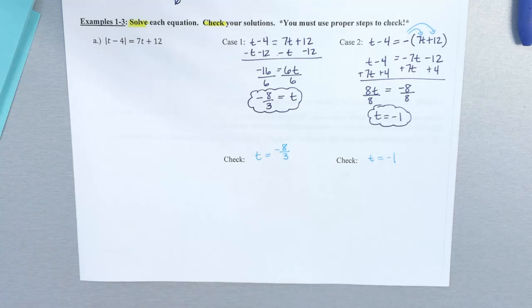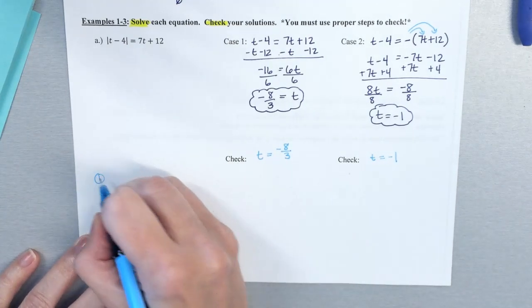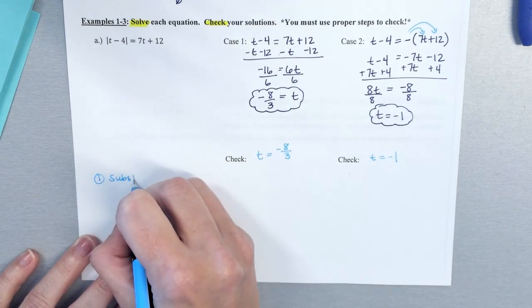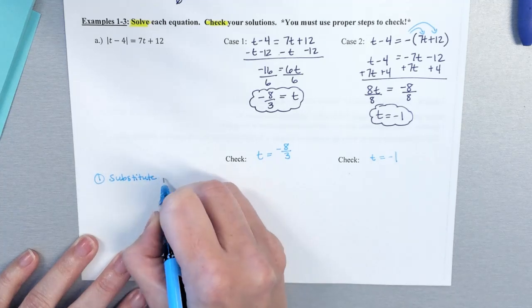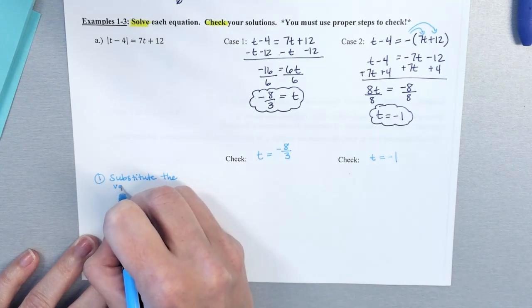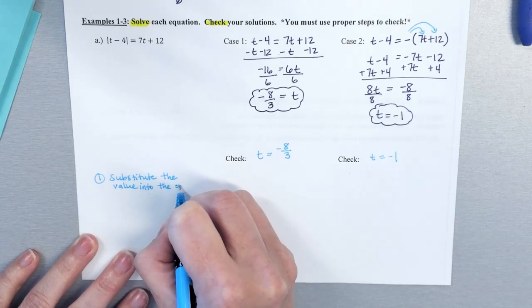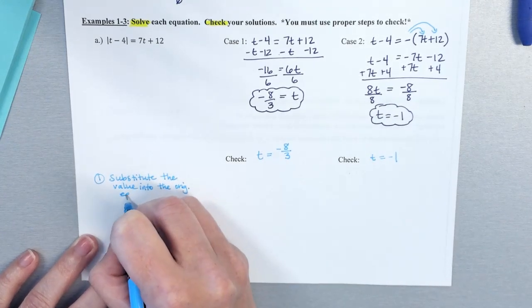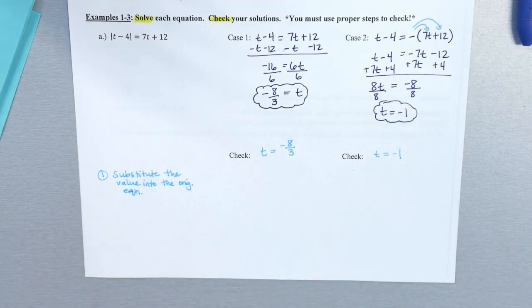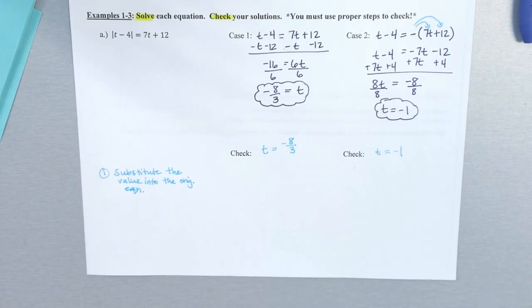When you are checking, your first step is to substitute the value into the original equation. So our first steps are all going to look the same. Okay, substitute the value into the original equation.